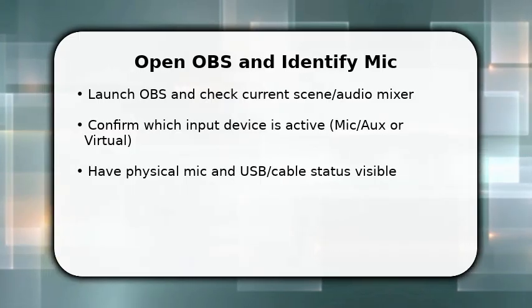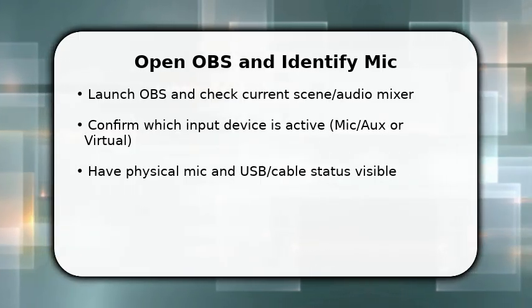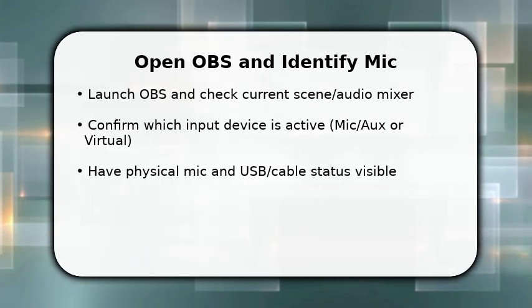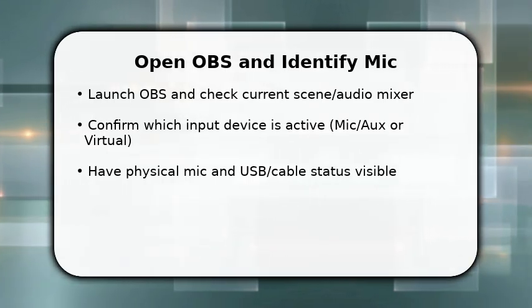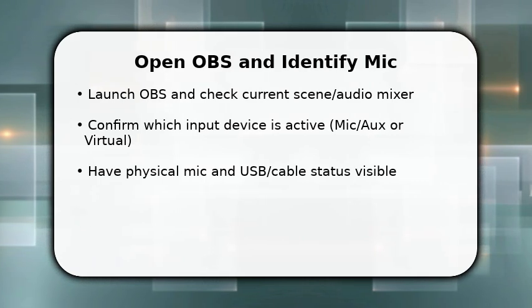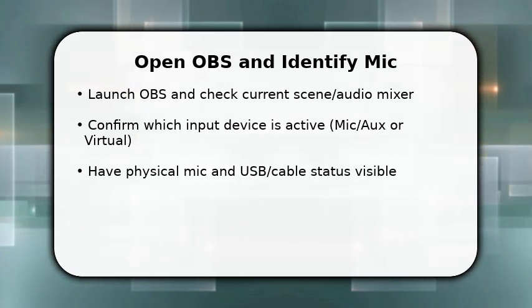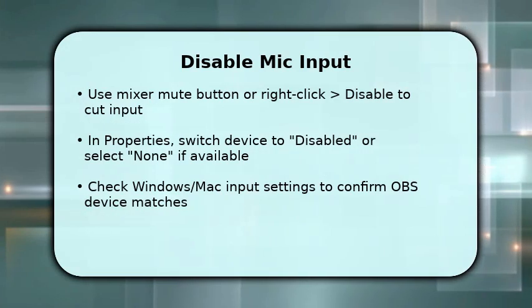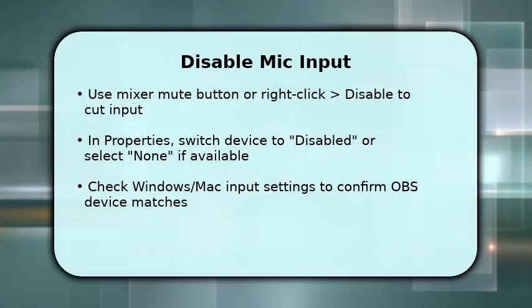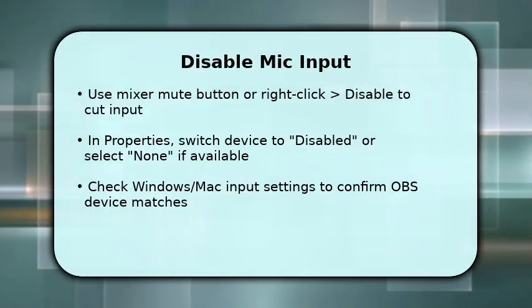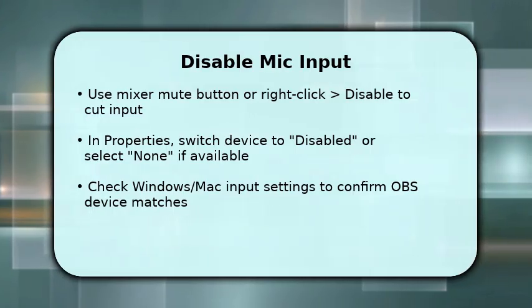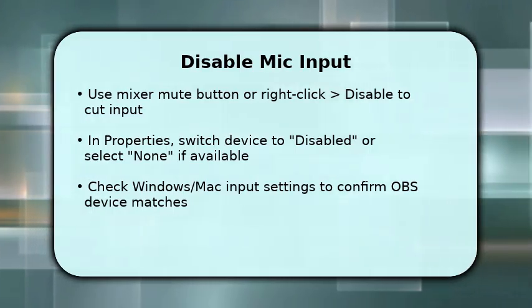Make sure your physical mic is connected and recognized by the OS so you can confidently mute or change settings without guessing. Now that you've found the mic, mute it directly in the OBS mixer by clicking the speaker icon for immediate silence. If you want it fully off, right-click the source or input, choose Properties, and set the device to disabled or select a null device.